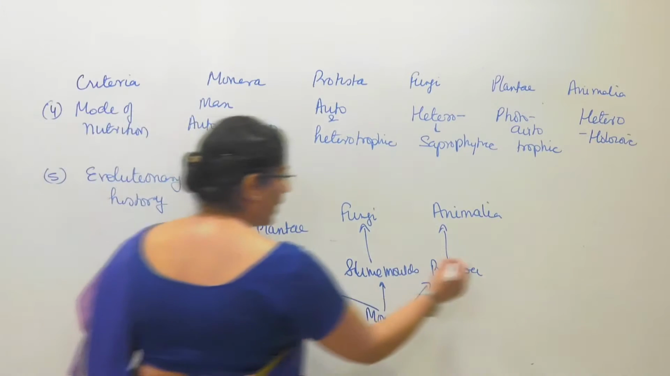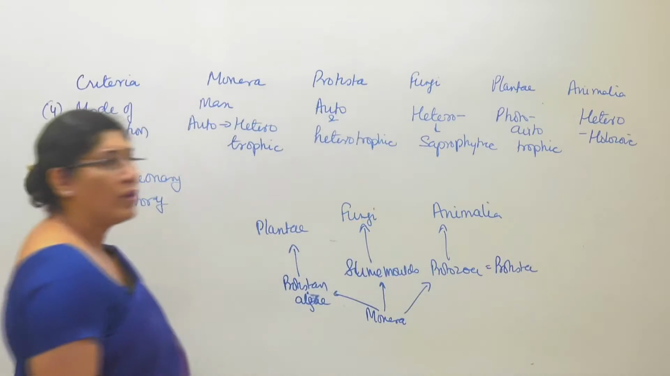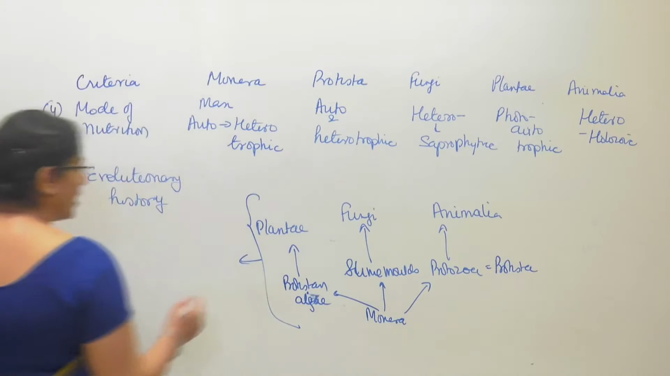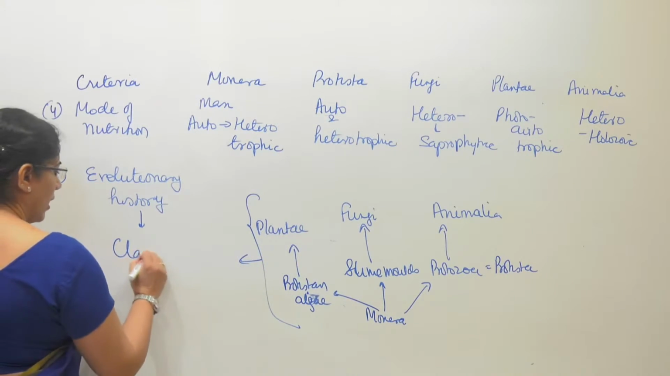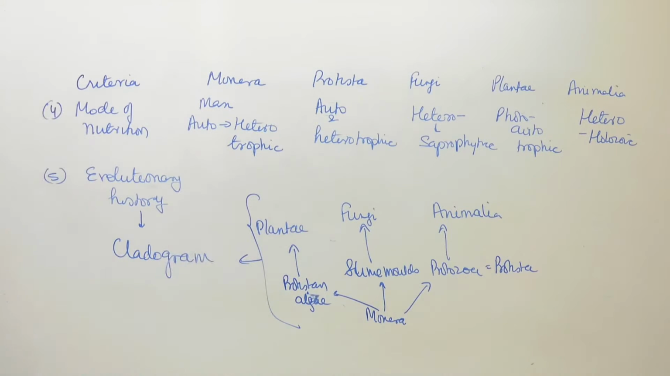So these 3 together will be kingdom Protista. This is how we arrange. This diagrammatic arrangement to show evolutionary history is called a cladogram.